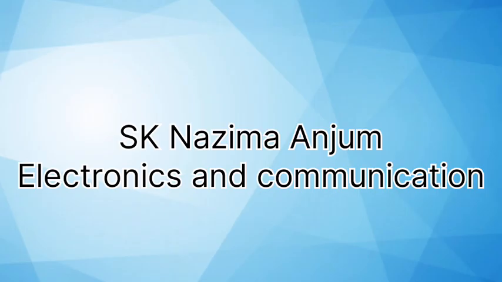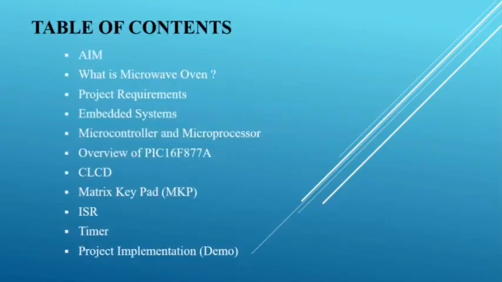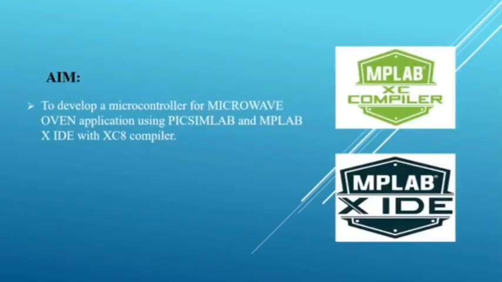Table of contents. In this table of contents we can see aim, what is a microwave oven, project requirements, embedded systems, microcontroller and microprocessor, overview of PIC16F877A, CLCD, matrix keypad, MKP, ISR, timer, and project implementation demo. So these are the table of contents which we are going to see in this video.